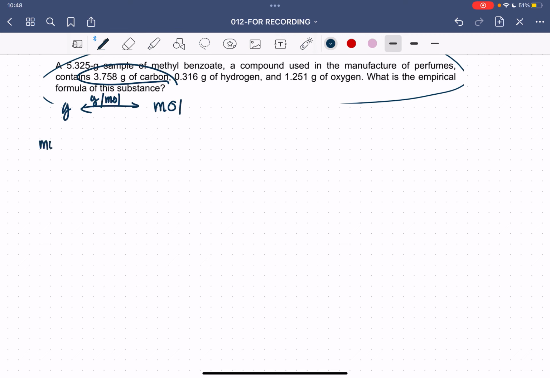So, ang ginapang ito is mole carbon, given as 3.758 grams of carbon. Molar mass sa carbon is 12.01 grams per 1 mole of carbon. So crush out. That will give you 3.758 divided by 12.01. So that's 0.3129. Now it's very important na dili ta mag-round off, no? Dito ra ta sa last nga value mag-round off.